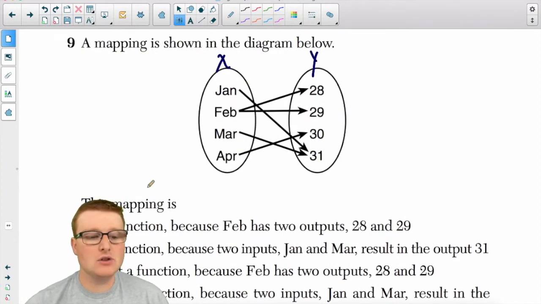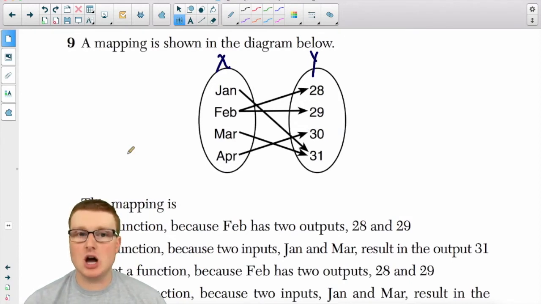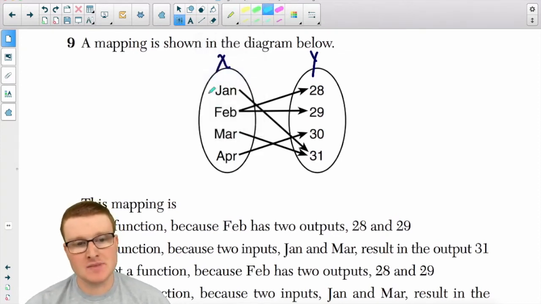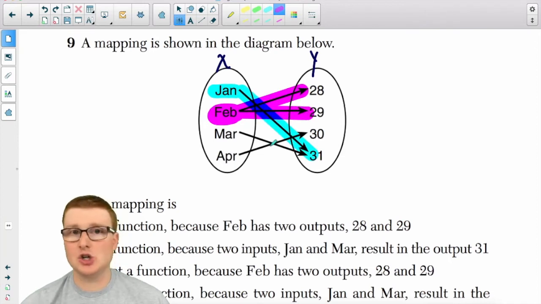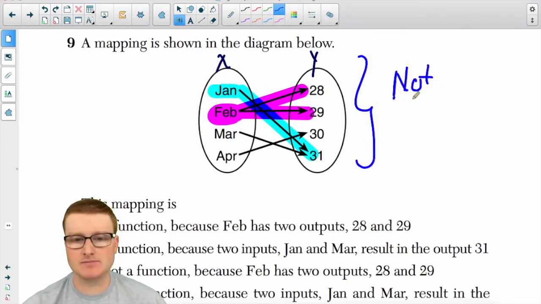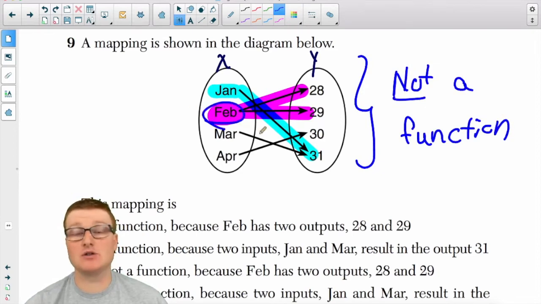Without even looking at the answer choices, what should be jogging in your head is that a function has no repeating x values. So if you look at your input or your x values, January does not repeat. Okay, we're good so far. February, we got 2 arrows from there. Already, you should know that this is not a function, just for the sole fact that February repeats itself.